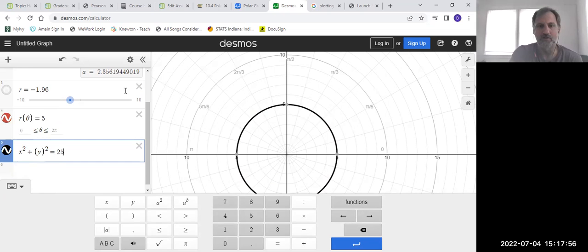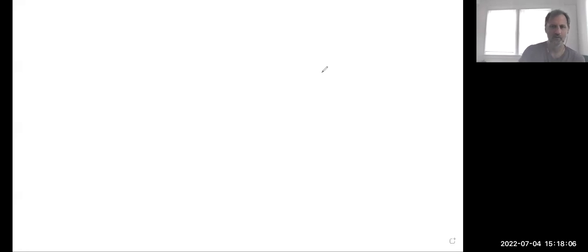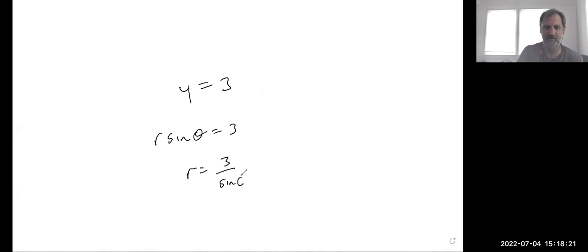Okay, one more. So let's see. Clear that up. What if I just have a simple y equals 3? So in this case, we know y equals r sine theta. So this is going to be r equals 3 divided by sine theta. Another way to say that would be 3 cosecant theta. Let's graph it. Let's see what happens.